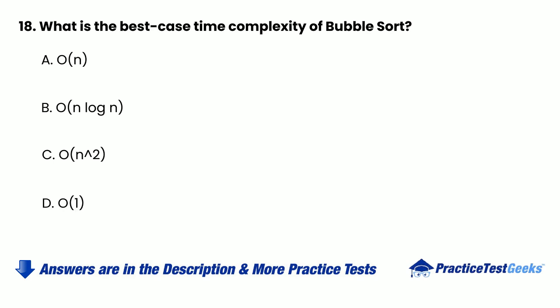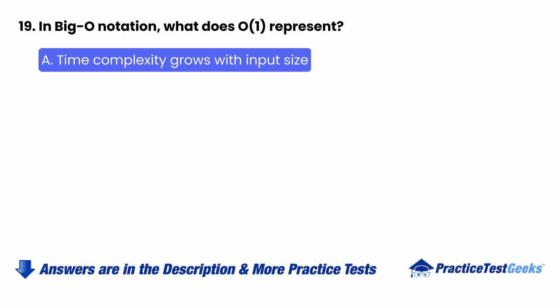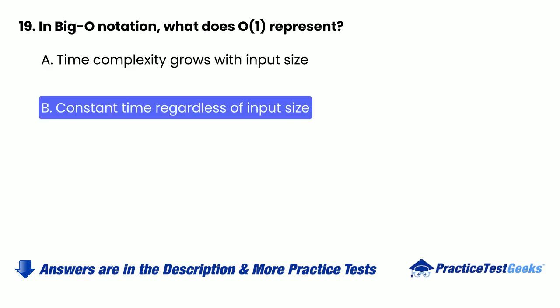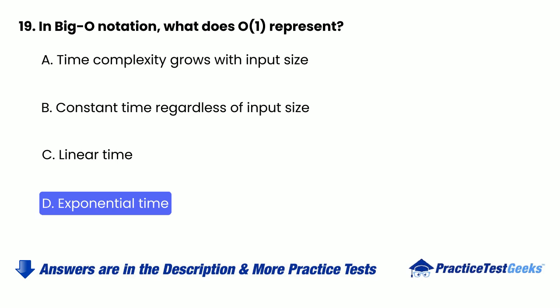19. In Big O notation, what does O of 1 represent? A. Time complexity grows with input size. B. Constant time regardless of input size. C. Linear time. D. Exponential time.